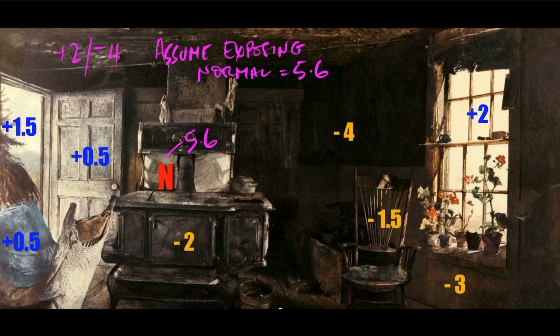But let's say for this example, just to make it a little bit easier in numbers, I chose 5.6. And we'll give normal 5.6, and then we just go around the room and we plug in exposure values. And what that does, it now gives me real numbers that I can go and light by.